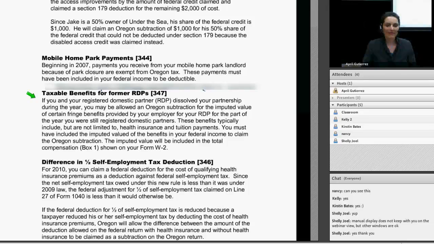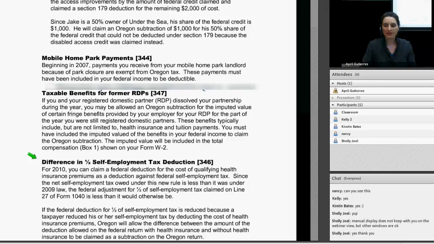If you and your registered domestic partner dissolved your partnership during the year, you may be allowed an Oregon subtraction for the imputed value of certain fringe benefits provided by your employer for your RDP for the part of the year that you were still registered domestic partners. These benefits typically include, but are not limited to, health insurance and tuition payments. You must have included the imputed value of the benefits in your federal income to claim the Oregon subtraction. The imputed value will continue to be included in the total compensation of box 1 shown on your W-2.